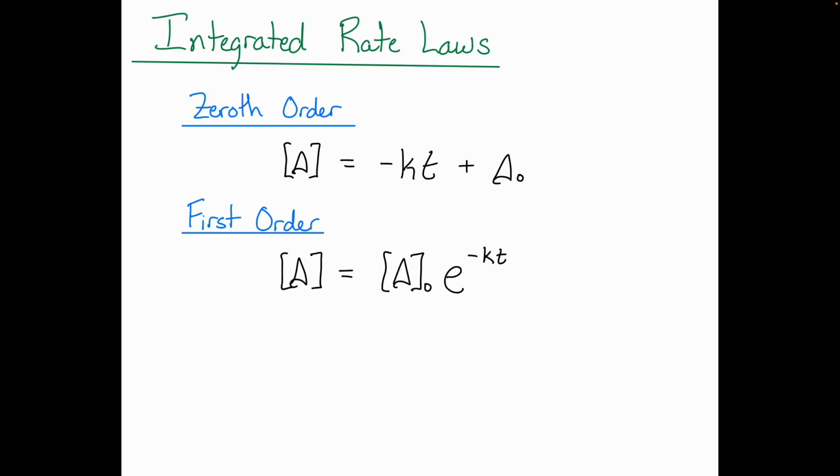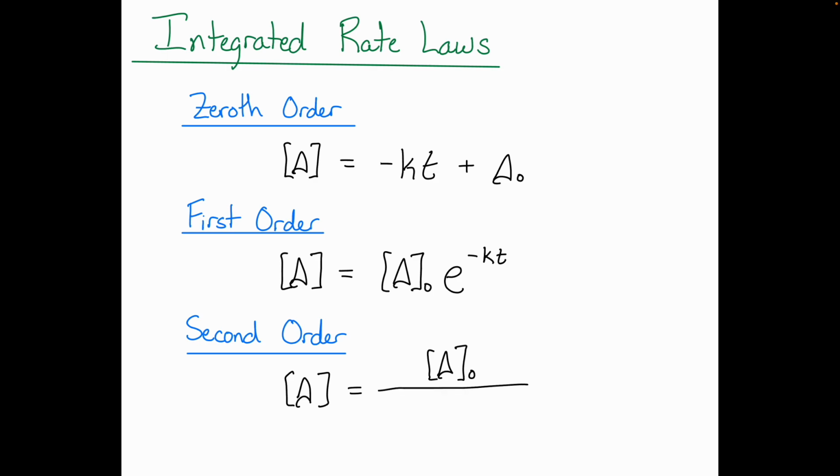And then lastly, remember we said that 0th, first, and second order are the most common orders for our rate laws. That's not to say that other ones don't exist, but these are the three that we're going to be focused on for these integrated rate laws. Concentration of A is equal to that initial concentration divided by A naught kt plus 1. I'll check my work here.